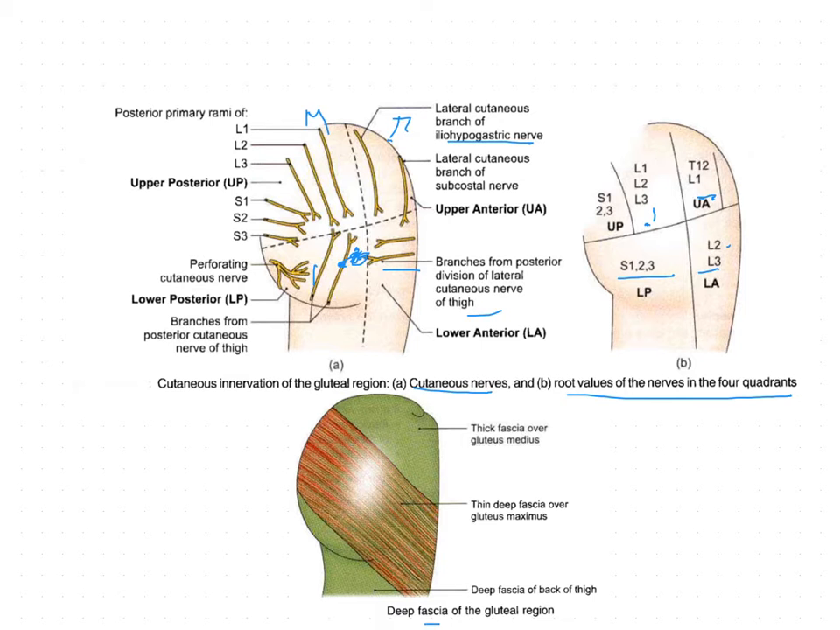Now the deep fascia of the gluteal region. The deep fascia above and in front of the gluteus maximus, that is over the gluteus medius, is thick, dense, opaque and pearly white in color. Over the gluteus maximus, however, it is thin and transparent. The deep fascia splits and encloses the gluteus maximus muscle. So this is about the deep fascia as well as the superficial fascia.